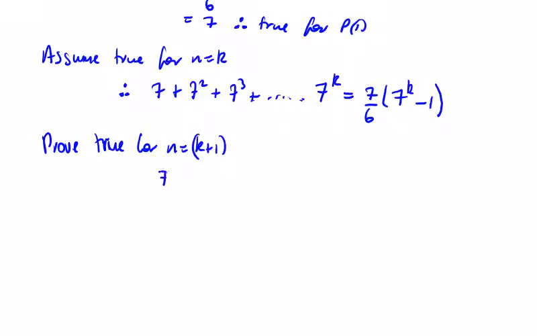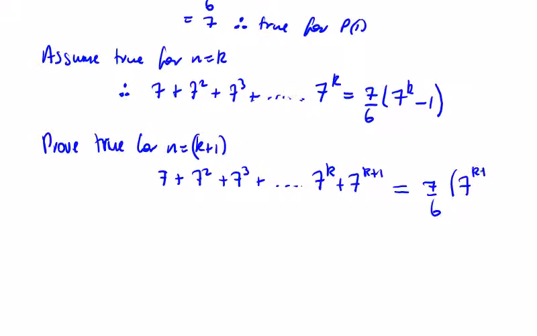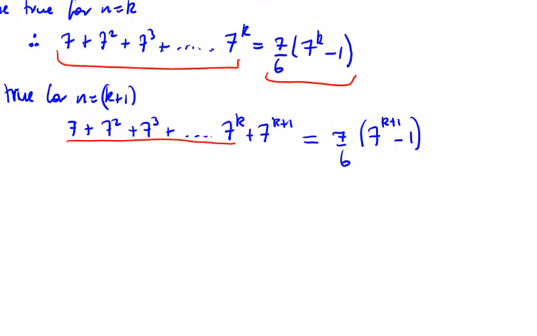So we're going to show 7 plus 7 squared plus 7 cubed plus 7 to the power of k, and the next term, 7 to the power of k plus 1, would have to be equal to 7 over 6 times 7 to the power of k plus 1 minus 1, where k gets replaced by k plus 1. So if we bring the assumption down, we're assuming that this side is equal to this side, so that includes all of them. So we can say that 7 over 6 times 7 to the power of k minus 1, plus 7 to the power of k plus 1, will have to be equal to this right hand side here.